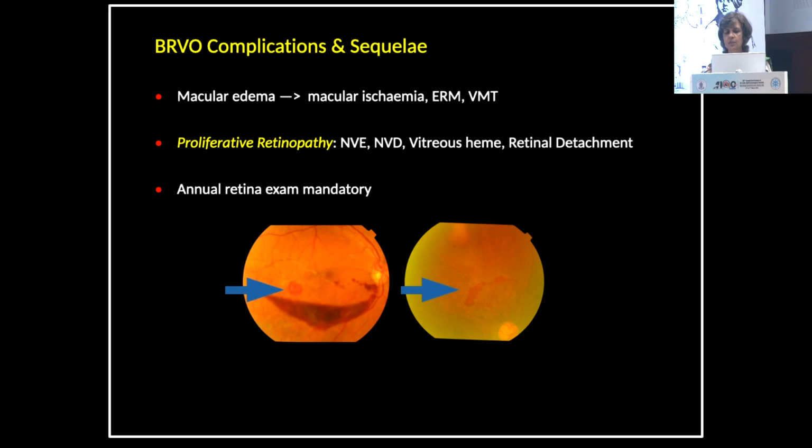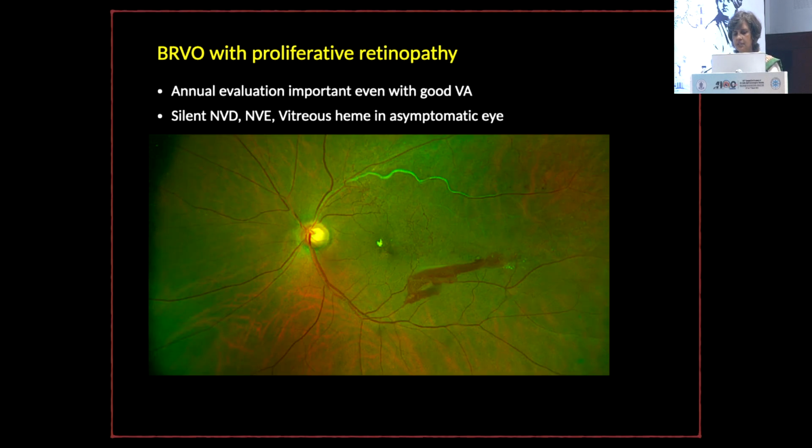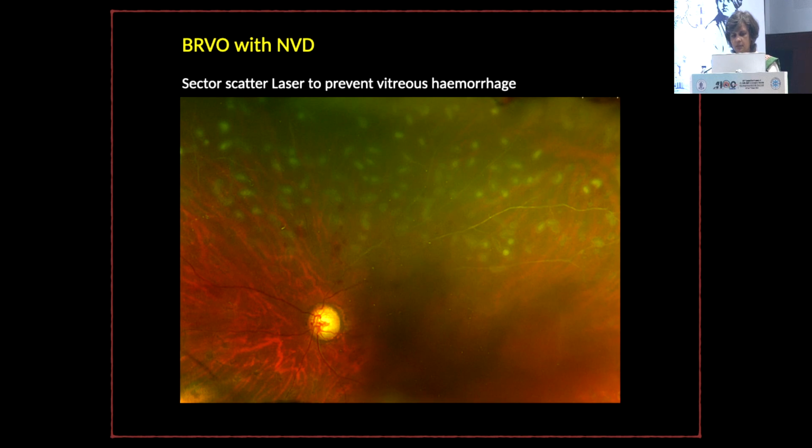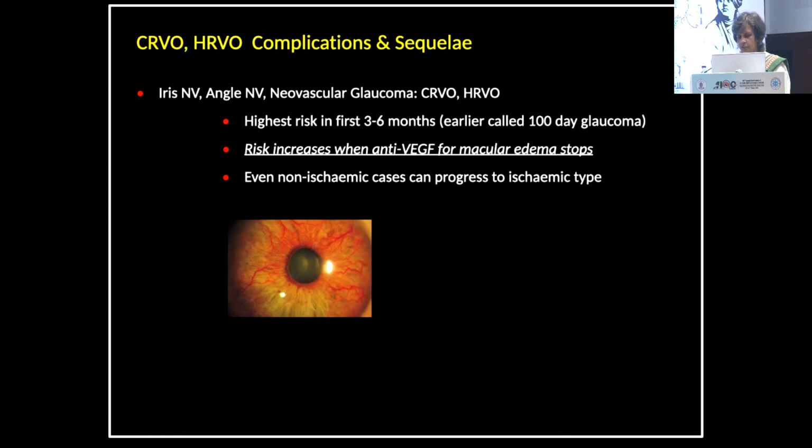It has to be told to them that even if vision is good, you have to come for an annual retina exam. As you see here, the patient is asymptomatic, superotemporal BRVO with pre-retinal vitreous hemorrhage, and this requires scatter laser. Similarly, a patient not aware of any symptoms, but you see the NVD and requires scatter laser in BRVO. So every visit, look at the disc carefully and the periphery for new vessels.